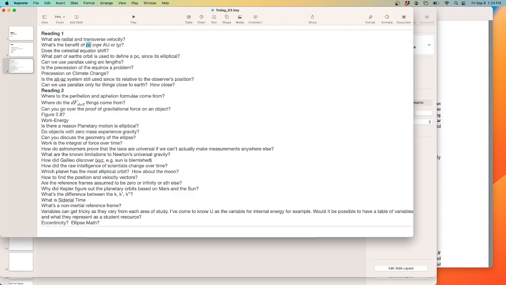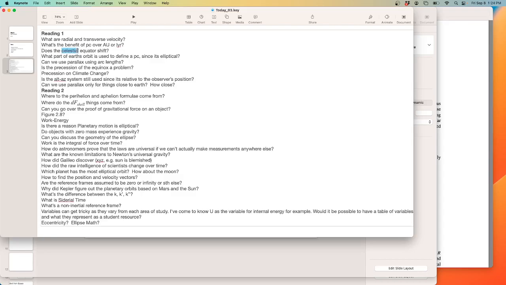The benefits of a parsec over an AU or a light year are scale and its similarity to the geometry where we derive it from. So a parsec is a more fundamental unit because it's geometric. And I'll show you why in a second.